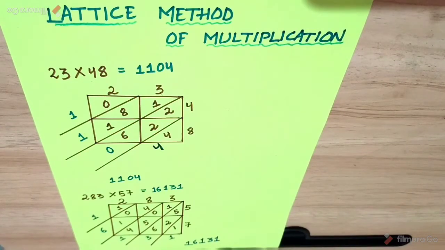By using this method, you can multiply any 2 numbers. Here I have multiplied a 2-digit number by a 2-digit number and a 3-digit number by a 2-digit number. If you want, you can multiply a 3-digit number by a 3-digit number, a 3-digit number by a 4-digit number. You can multiply any 2 numbers by using this method.